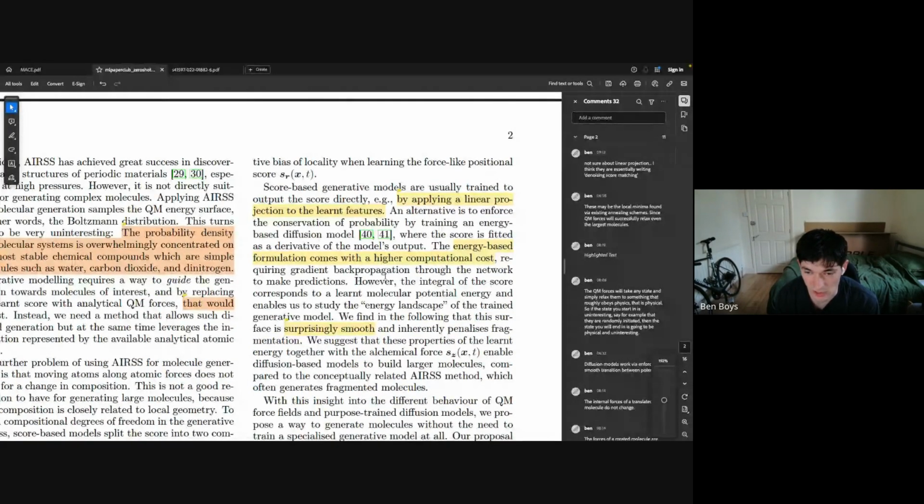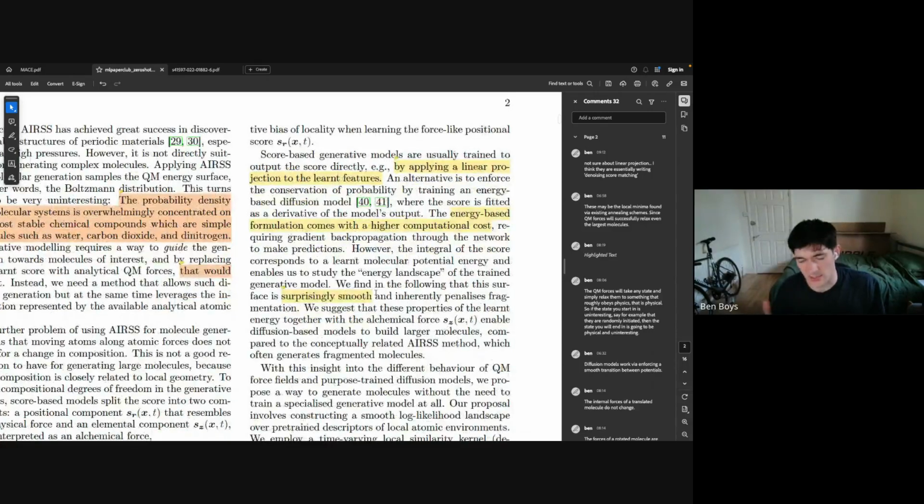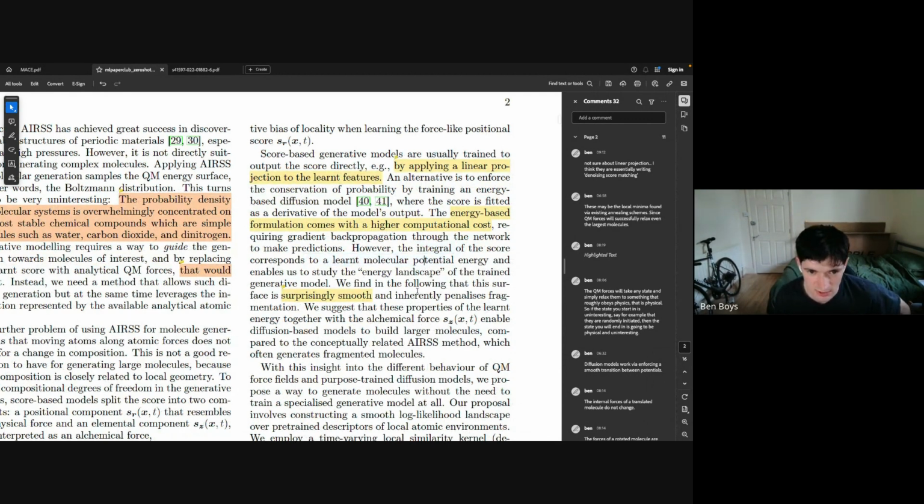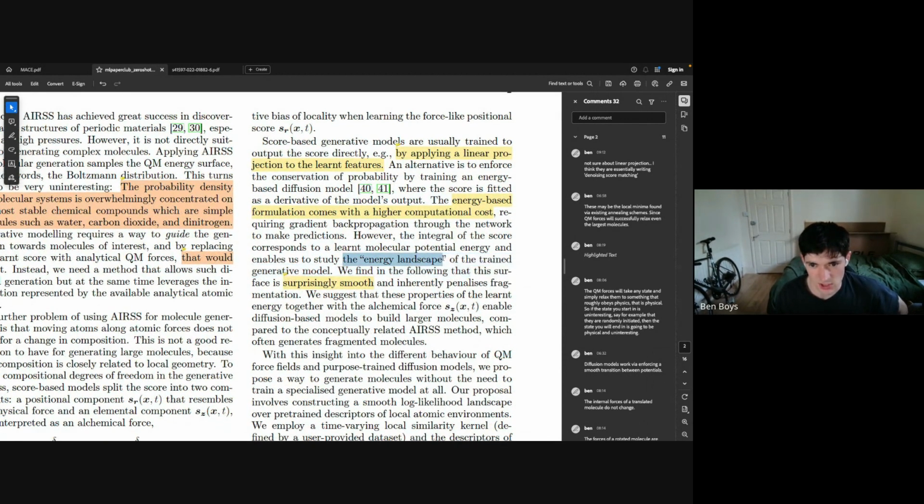This is more expensive because training using denoising score matching first requires you to have the score, which is a derivative through the network of the energy. So each training step requires backpropagation through a network. Okay, so it's expensive to train. But it comes with some advantages. It's interpretable. The integral of the score corresponds to a learned molecular potential energy and enables us to study the energy landscape. So that's what they're doing. They're now going to study the energy landscape and take away lessons from that.